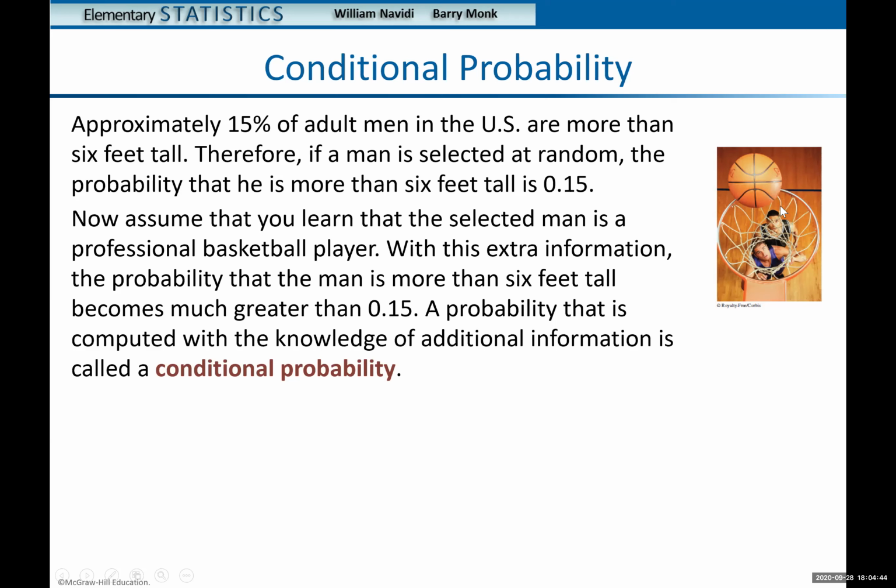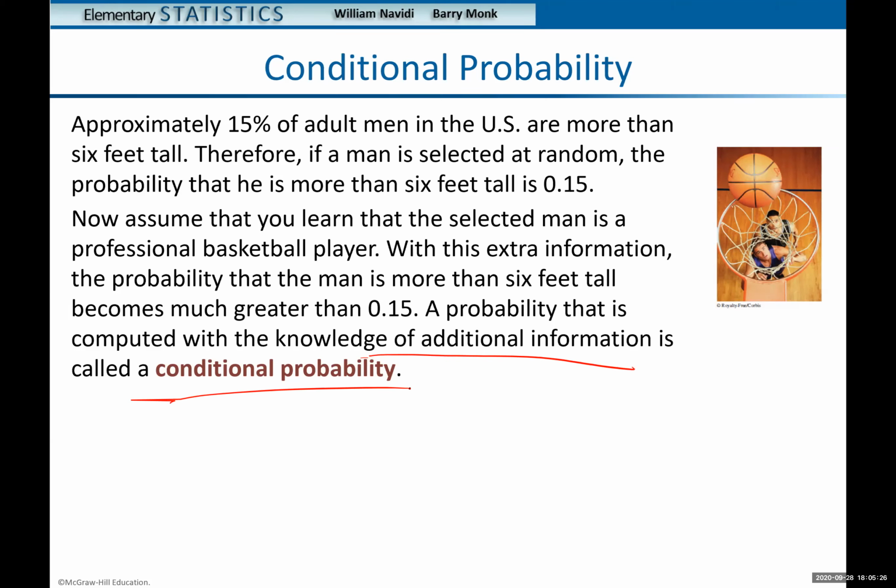All right, conditional probability. Let's start with this example here. Approximately 15% of adult men in the US are more than 6 feet tall. So if a man is selected at random, the probability that he is more than 6 feet tall is 15% or 0.15. Now assume that you learned that the selected man is a professional basketball player. With this extra information, the probability that the man is more than 6 feet tall becomes much greater than 15%. So a probability that is computed with the knowledge of additional information is called the conditional probability.